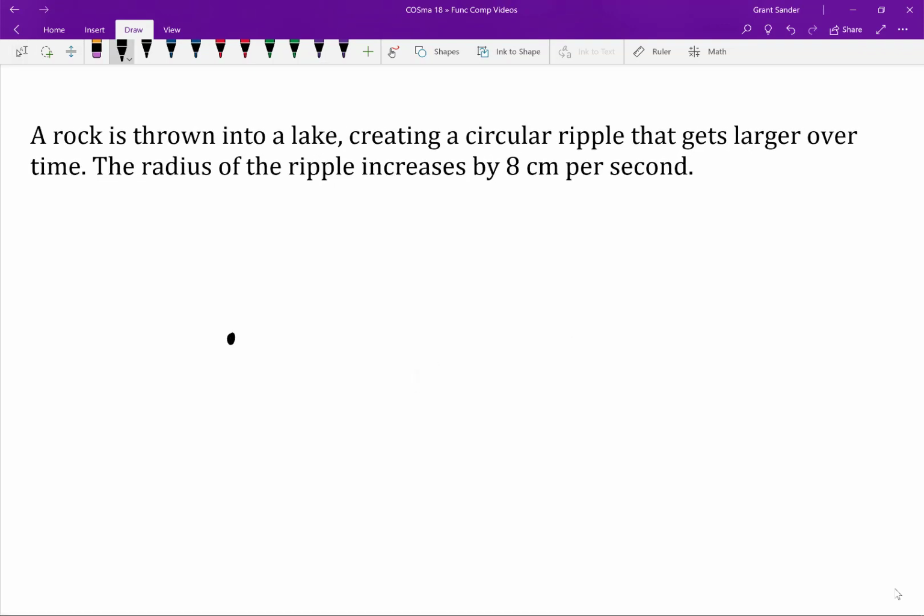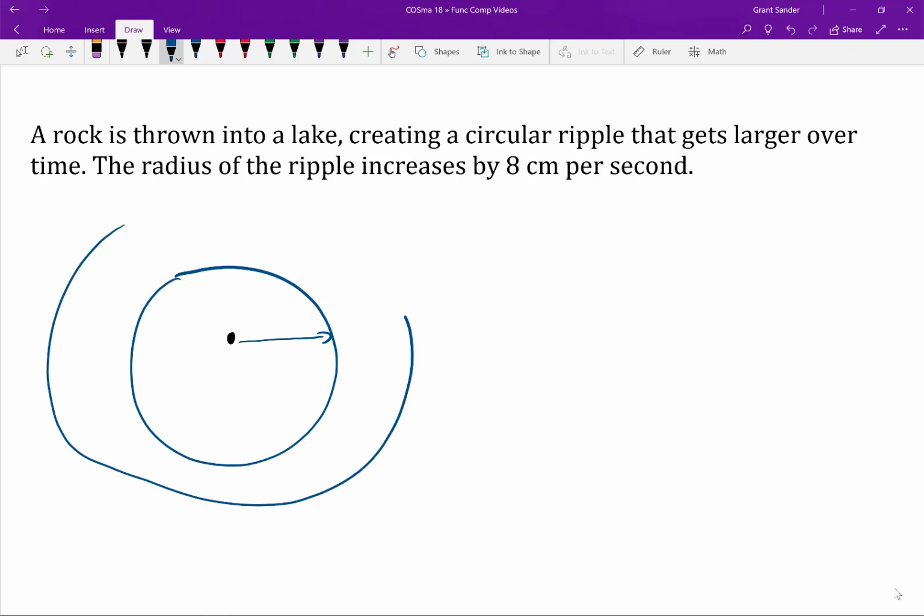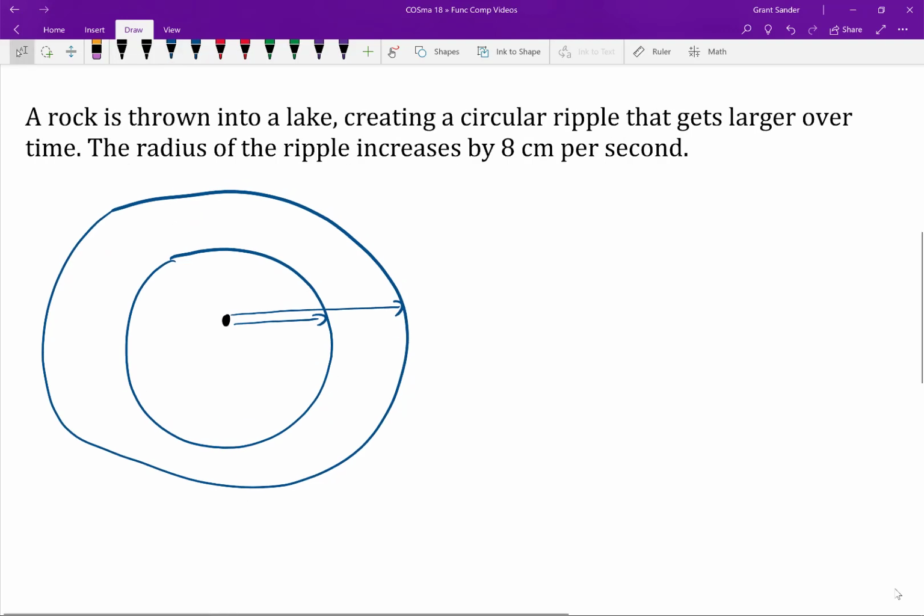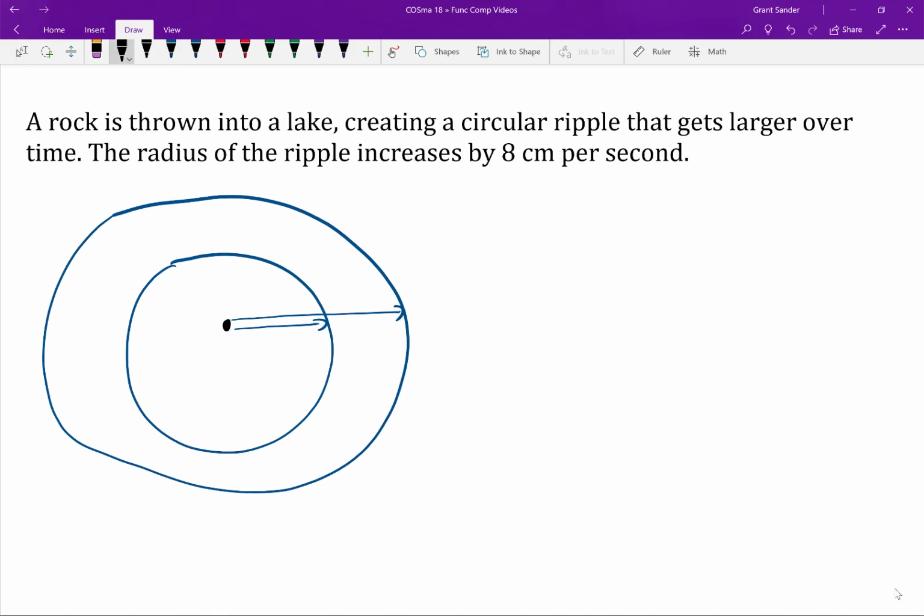So we drop a rock into the water, and then the rock makes a circular ripple in the water, and the radius of that circular ripple increases at 8 centimeters per second. So at some point later in time, the circular ripple has a larger radius. So that circular ripple is growing as time passes.